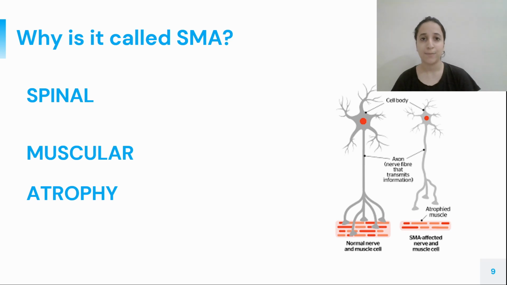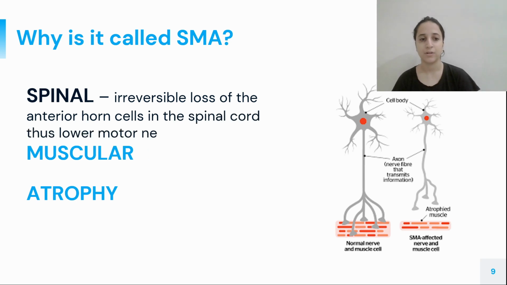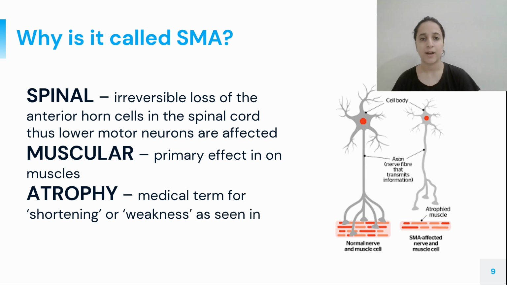Let's just do a quick recap and a breakdown of the name of the disease. Why is it called SMA, or spinal muscular atrophy? It's called spinal because there is an irreversible loss of the anterior horn cells in the spinal cord. Thus, the motor neurons of the lower portion of the anterior spinal cord are affected. It's called muscular because its primary effect is on the muscles. And it's called atrophy, which is the medical term for shortening or weakness, as seen in the muscles in spinal muscular atrophy.